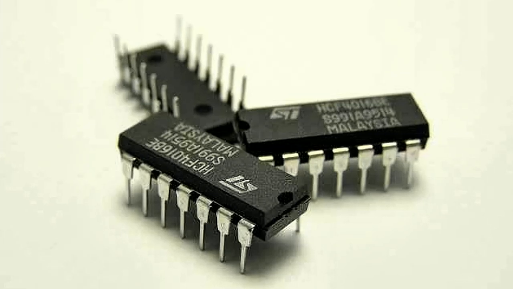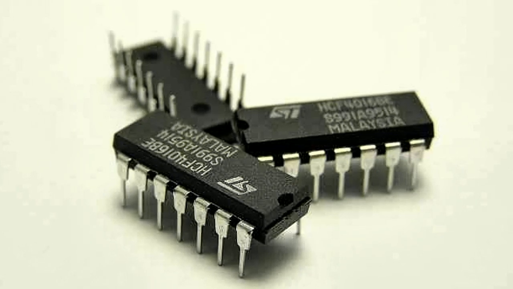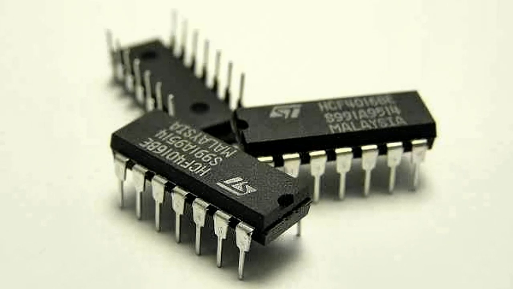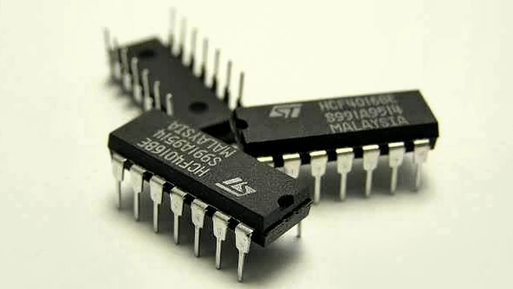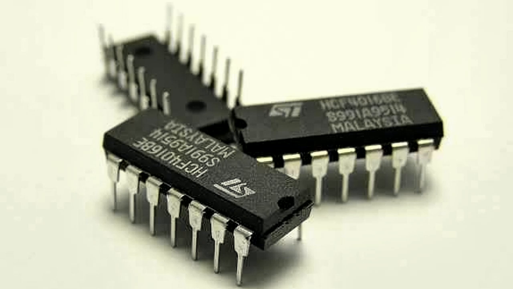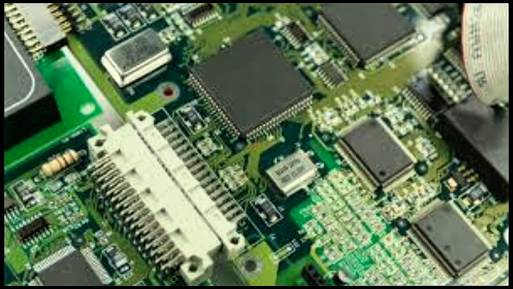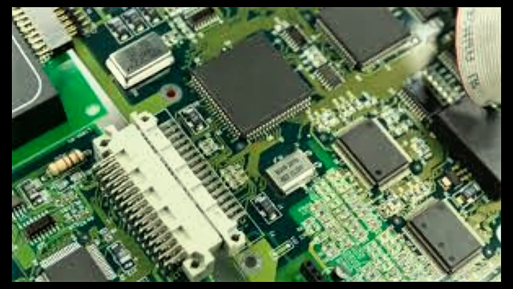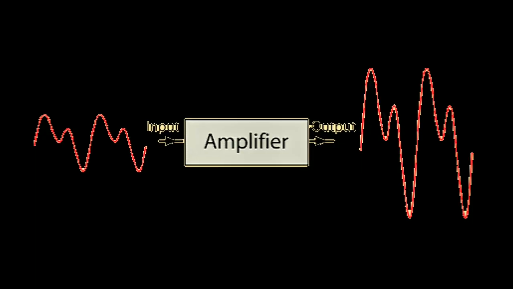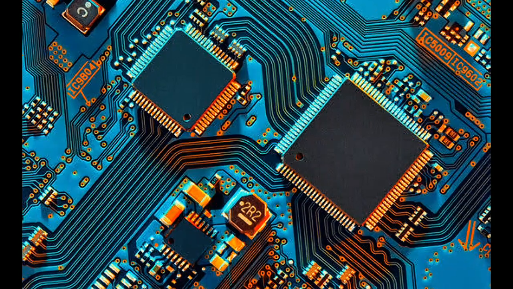Integrated circuits, ICs. These are complex packages that contain multiple active and passive components inside a tiny chip. From microprocessors to memory chips, ICs are the brains behind almost every electronic device. What makes active components powerful is their ability to control, process, and amplify electrical signals, essential for complex tasks.